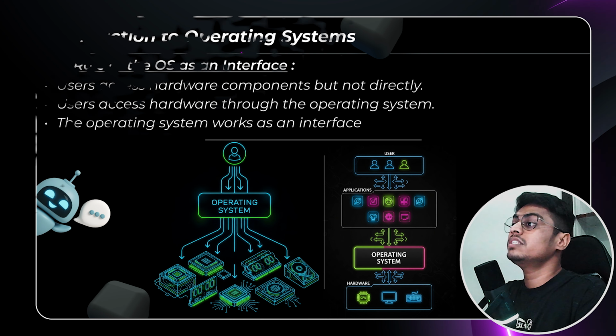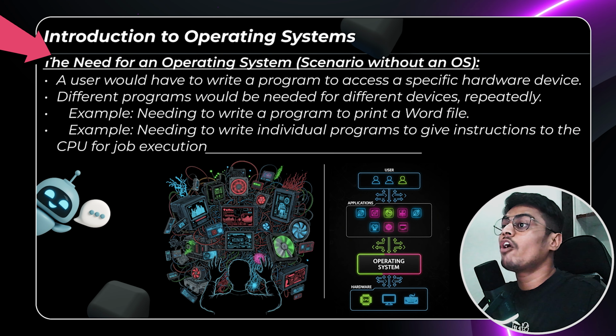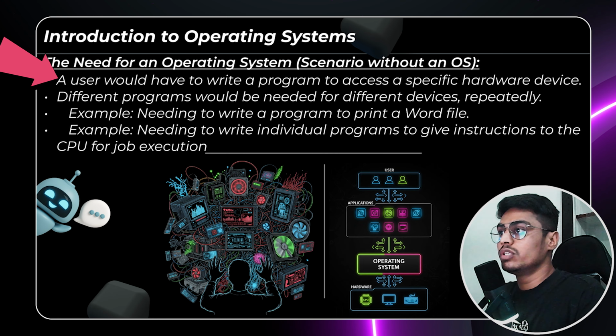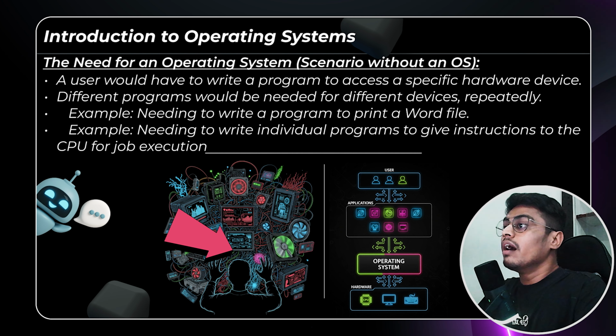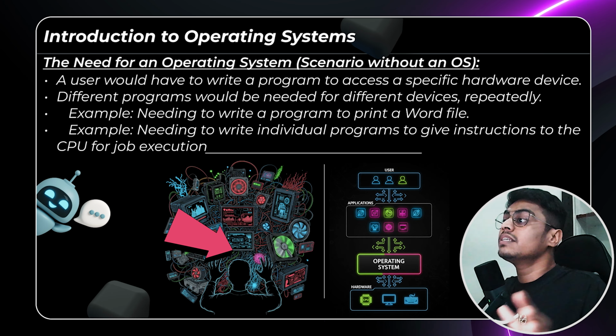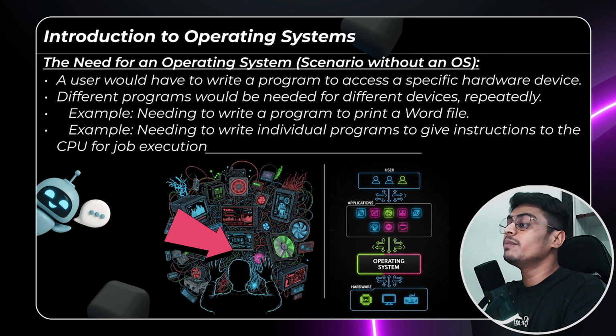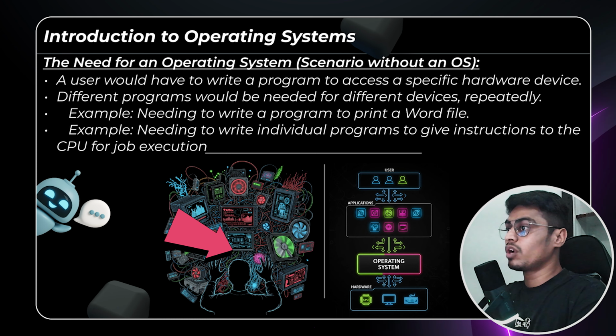The second point is why is there a need of operating system? If there were no operating system, what would be the scenario? If a user wants to access particular hardware, they would have to write a program for it, and through that program they would always access that device. This means they would always have to write programs to access those devices, a different program for different devices again and again.